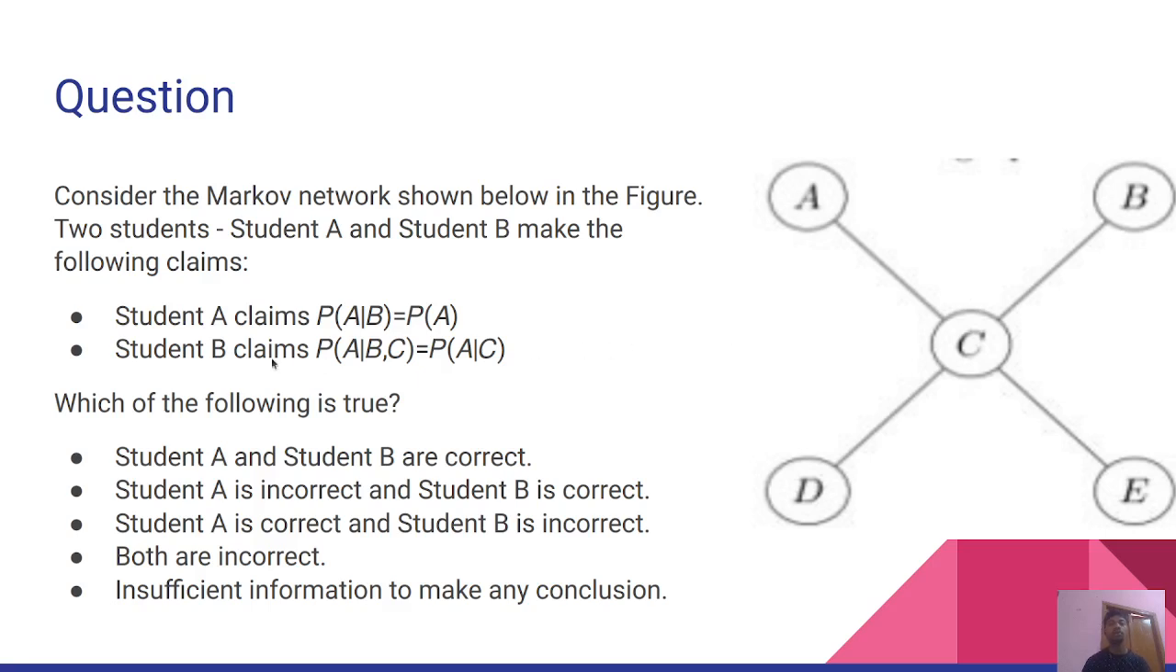So here student A claims P of A given B equals P of A. Again it is claiming that A and B are independent when we don't have anything given. So is it correct? The difference from the previous question is that here the graphs are undirected.